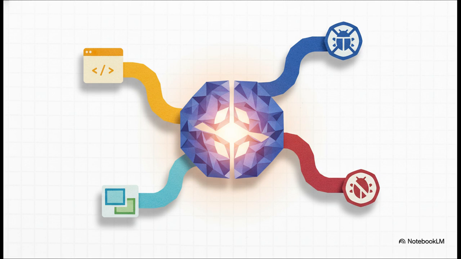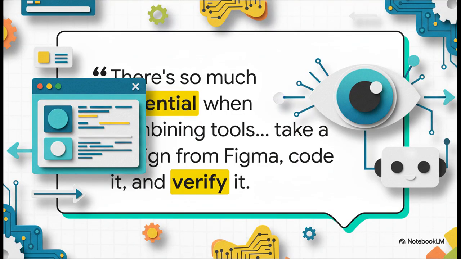Imagine an AI that can not only see the live site in Chrome, but it can also see the original design in Figma and all the error logs in Sentry. That's the power of combining these different MCP servers. Suddenly, your day-to-day work isn't about jumping between 10 different tabs anymore. This paints a picture of a truly end-to-end automated workflow.